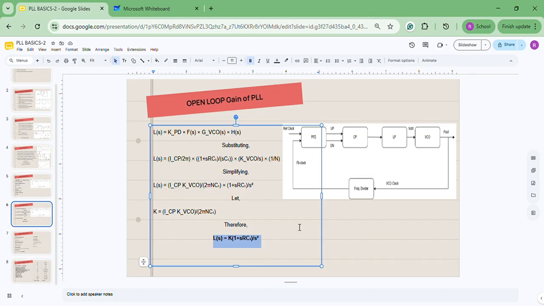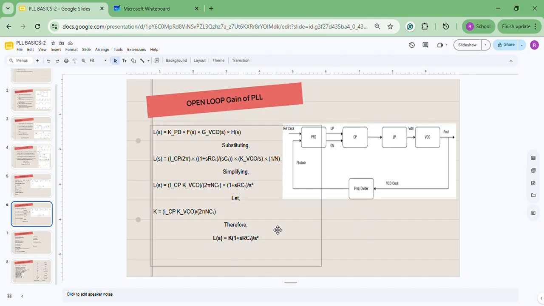So what this denotes is our PLL is a two-pole control system, because it's basically a negative feedback system. From this equation we can say our PLL is a two-pole control system. What is the location of the two poles? Both poles are at zero.